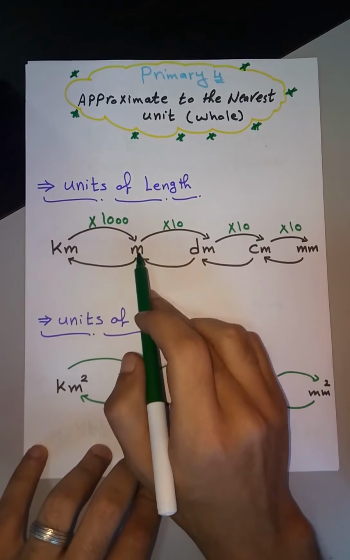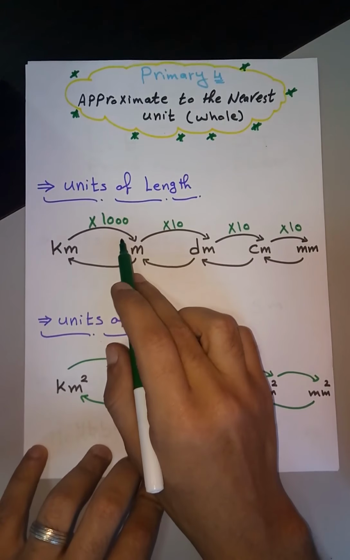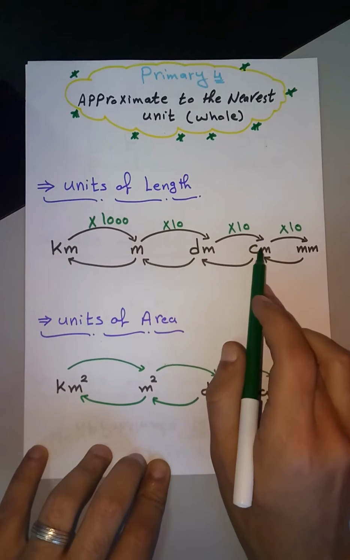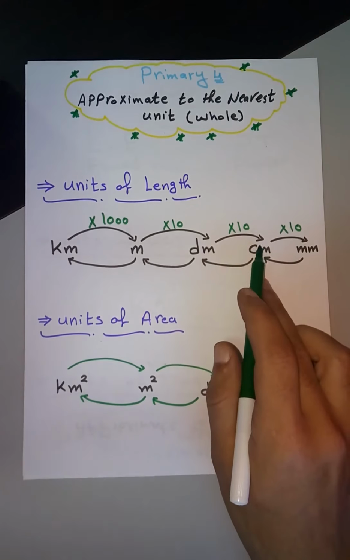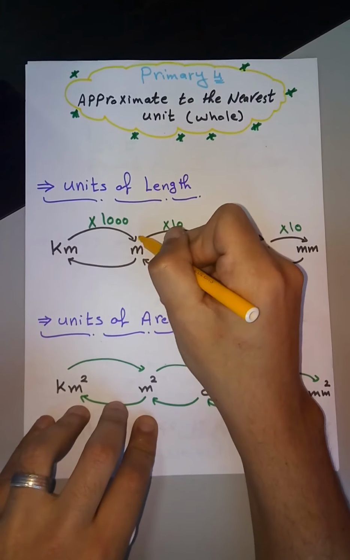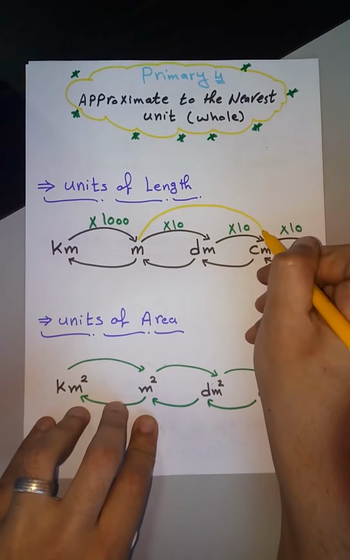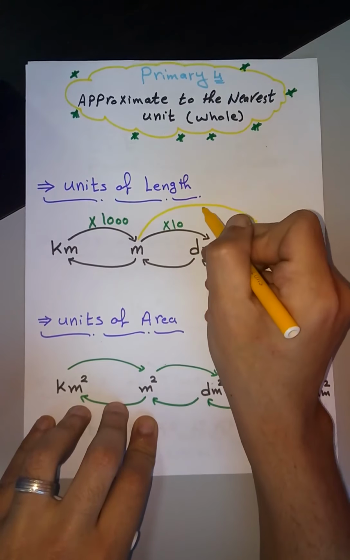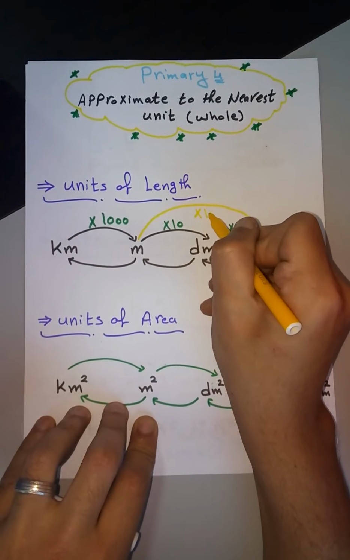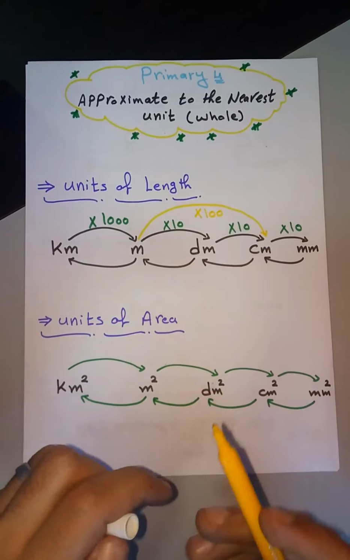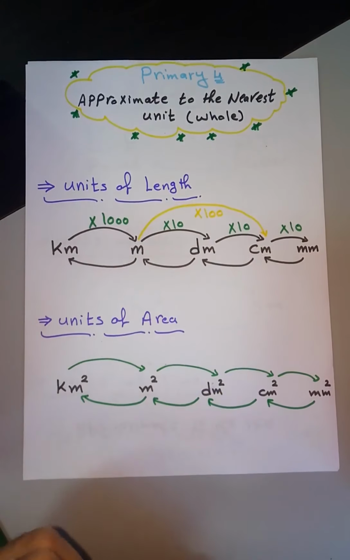To convert from kilometer to meter, we multiply by 1,000. And from meter to decimeter, we multiply by 10. From decimeter to centimeter, we also multiply by 10. And from centimeter to millimeter, we also multiply by 10. And to convert from meter directly to centimeter, you have to multiply 10 by 10, so it's going to be multiplication by 100. So to convert from meter to centimeter, you have to multiply by 100.